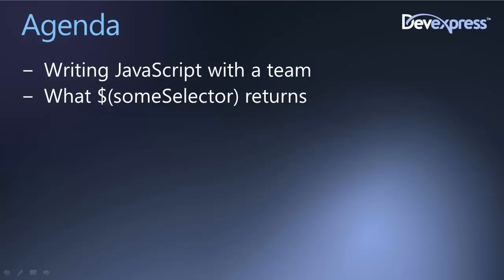So my agenda today is how to write JavaScript with a team, what jQuery can show us about that, and the next one is a kind of bizarre looking title, what jQuery of some selector actually returns. What are the fundamental objects within jQuery that you're going to be messing around with?